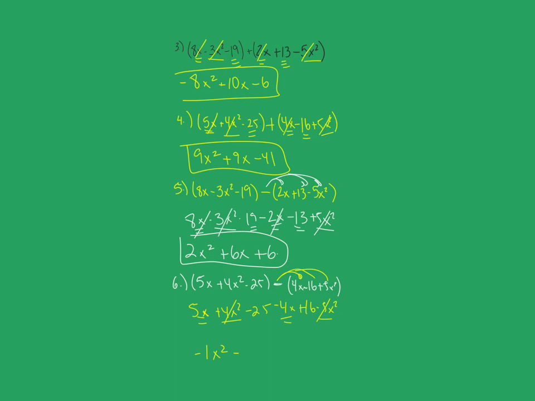5x minus 4x is just minus 1x, or you can just put minus x. And we have minus 25 plus 16 is going to be minus 9. And that's it for number 6.